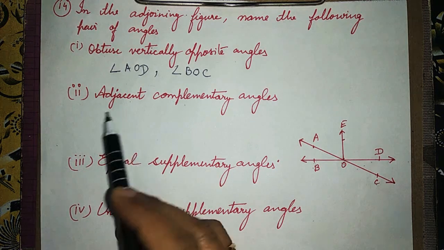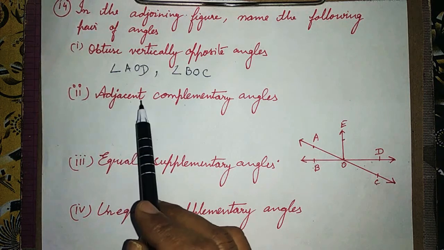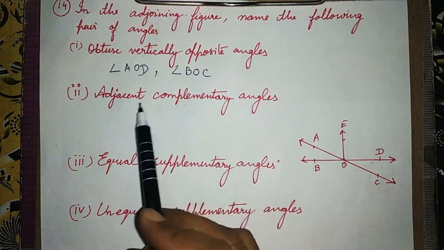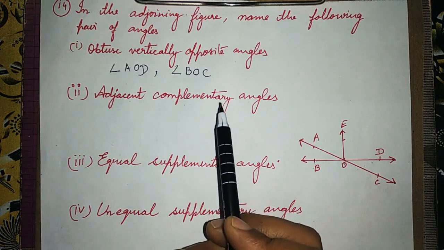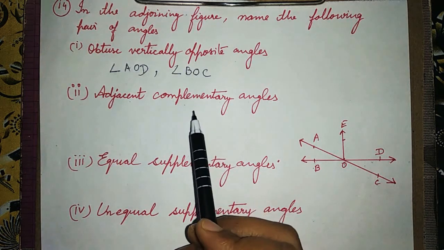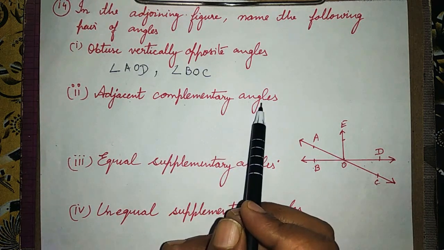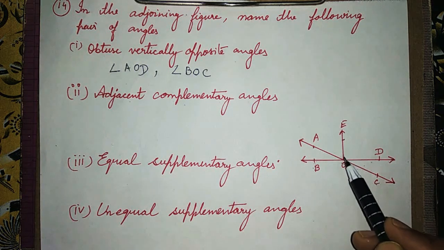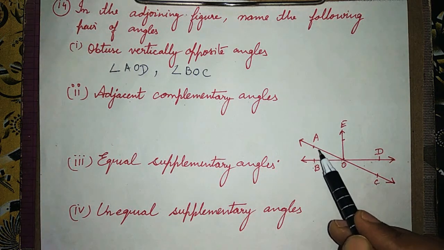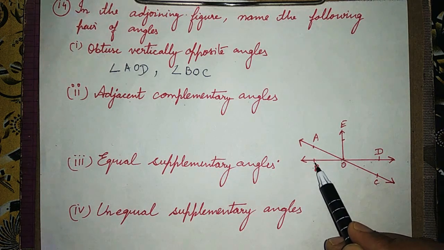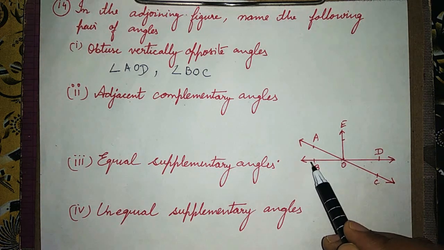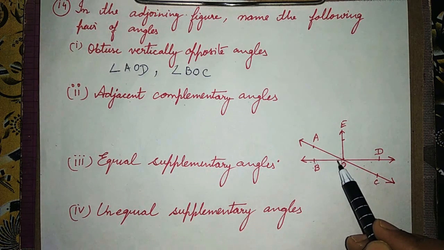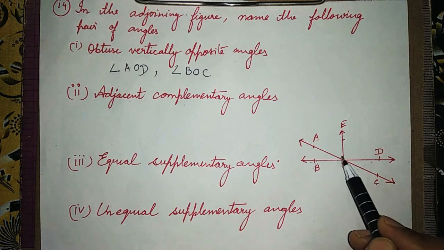Now students, in the second part we have to tell here adjacent complementary angles. We know that if the sum of any two angles is 90 degrees, then they are complementary angles. Here you can see that angle EOA and angle AOB, their sum is equal to 90 degrees because angle EOB is a right angle. So they are complementary angles.